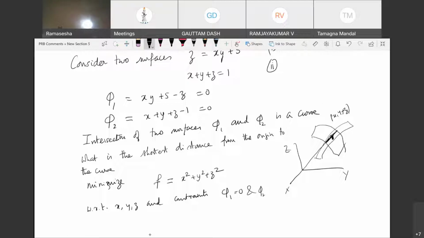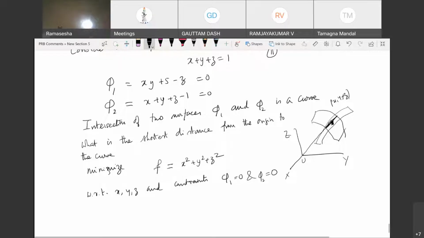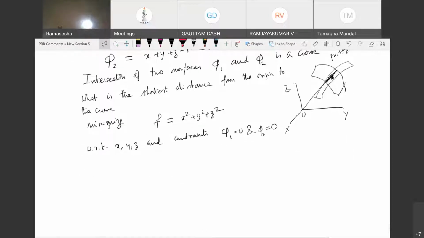Okay, so you see the problem. The problem is basically trying to minimize the distance from the origin to this point, which is the square root of x squared plus y squared plus z squared. I'm actually minimizing x squared plus y squared plus z squared itself, so it's easier, subject to these two constraints. So if you want to do that, then you will have the following.